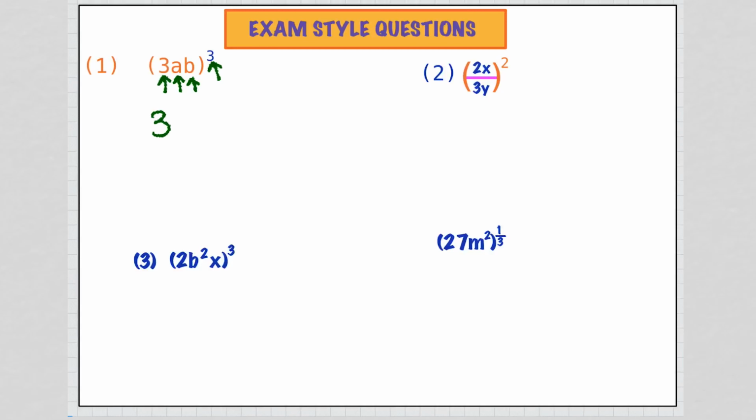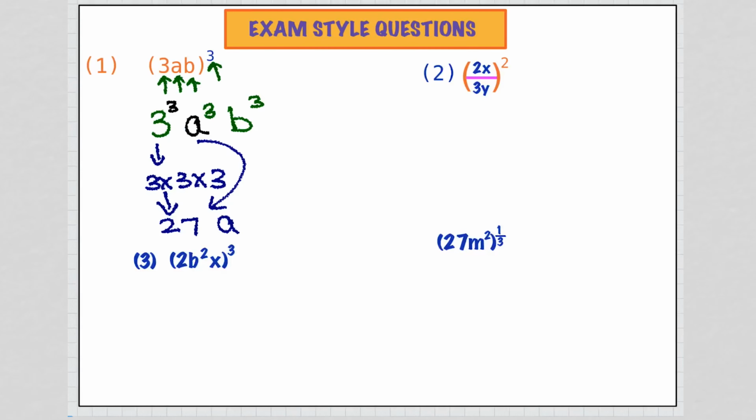I'm going to apply it to the 3 to the power 3. I've applied it to the first term. Now the second one, a to the power 3, and then the third one, b to the power 3. So as you can see, I have applied this power to 3, a and b. And then after that, we try to simplify it. 3 cube is 3 times 3 times 3, which is 27. And then a cube as it is, b cube. We can't simplify it anymore. So that would be our answer for our first question. Easy peasy, if you follow the rule that you apply the power to each and every single term.